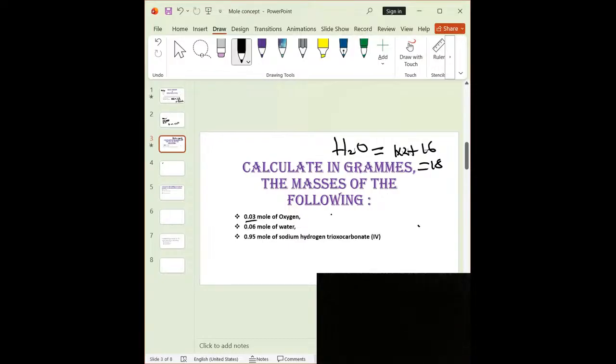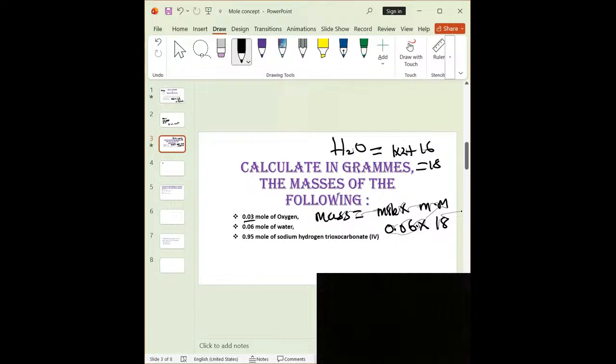Therefore, mass equal to mole times molar mass, which is equal to 0.06 times 18. When you multiply it, that will be 1.08. That will be 1.08 gram of water.